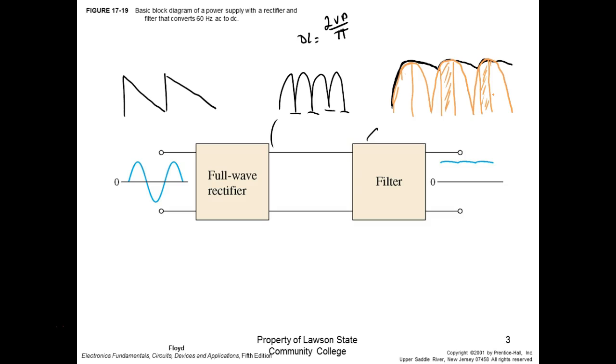The 2V peak over pi, this formula's gone. As soon as I add that capacitor, that formula's gone. As soon as I add the filter, we're no longer getting the DC average of an alternation. We're getting DC. We're not getting pulsating DC. So this 2V peak over pi deals with the DC average of an alternation. It does not deal with DC, right? You understand that? And our alternations are gone, right? Everybody understand?